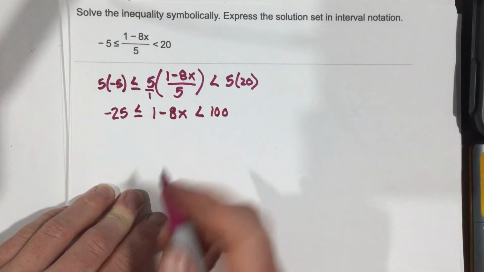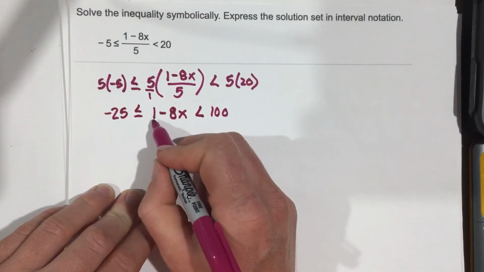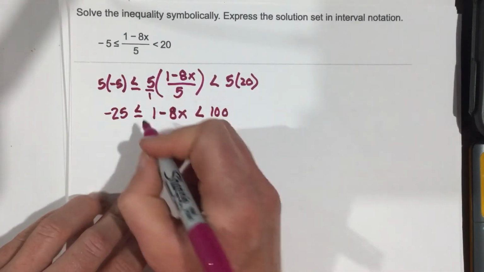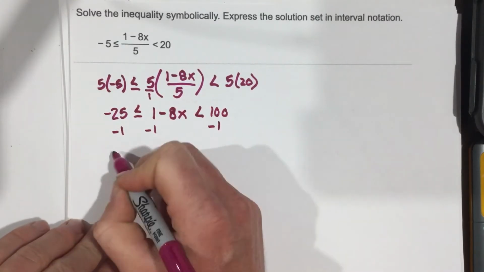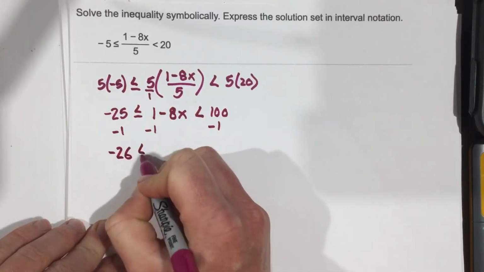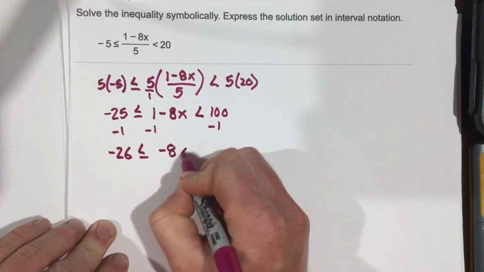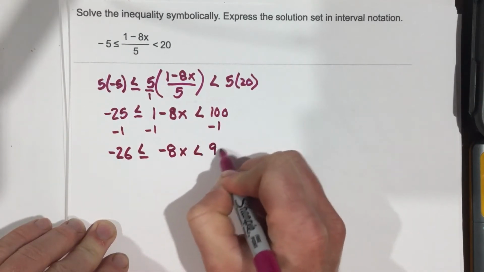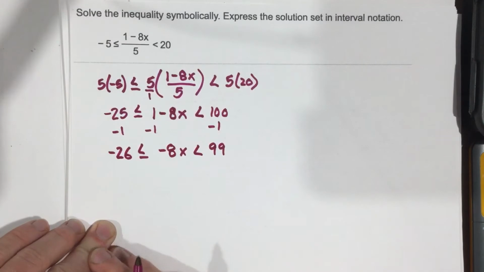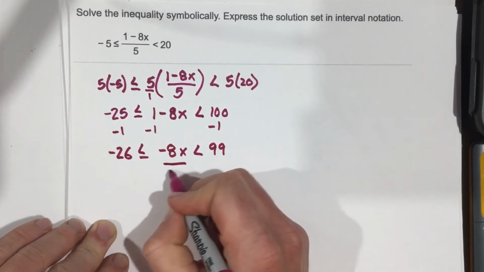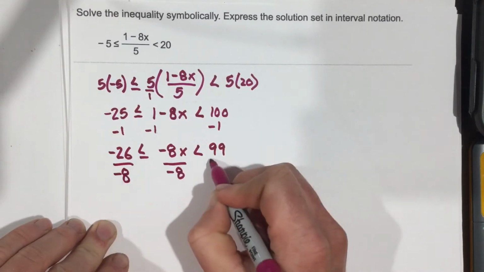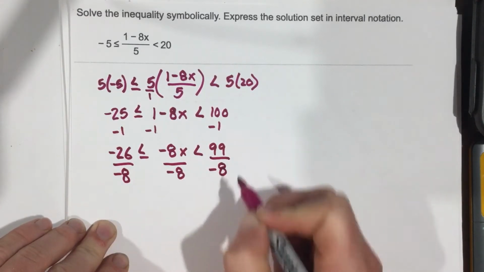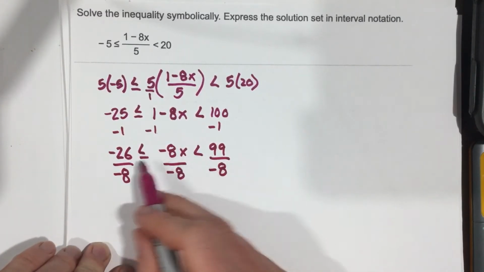Now we can go ahead and solve this from here. Subtract 1 on each side. So we're going to go minus 1 on the left and the right. That's negative 26, less than or equal to negative 8x, less than 99. The last step then, we're going to divide by negative 8. Now we have to watch ourselves with the inequality signs because we're dividing by a negative. Anytime you divide or multiply by a negative, that flips the inequality signs.